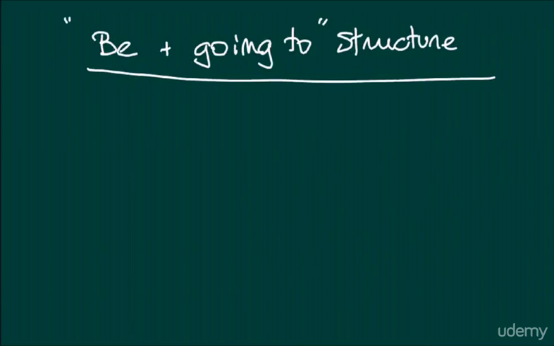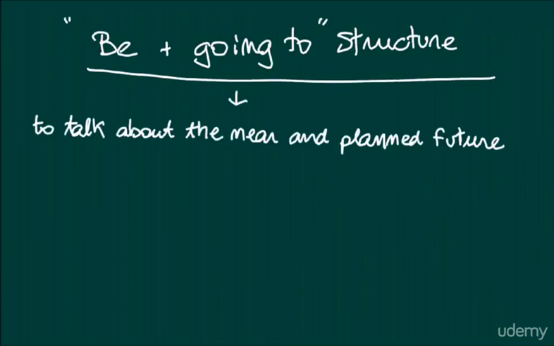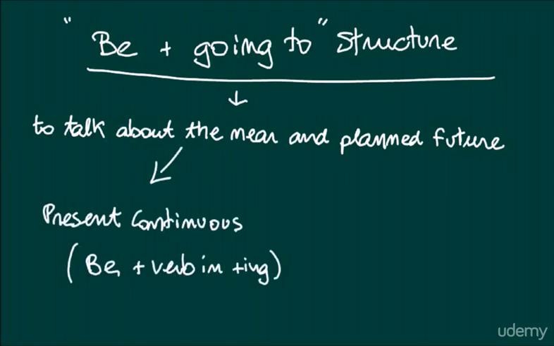Now let's see the going to structure. We use going to talk about the near and planned future. So, the same as the present continuous. There are two ways to say an action to do in the near and planned future. The structure is to be plus going to plus verb.